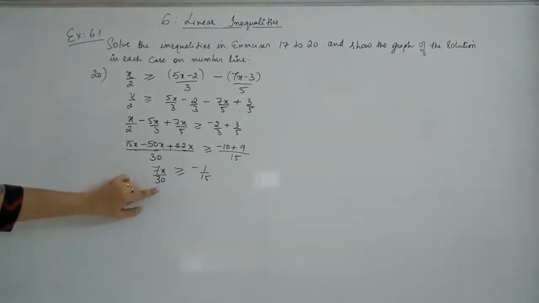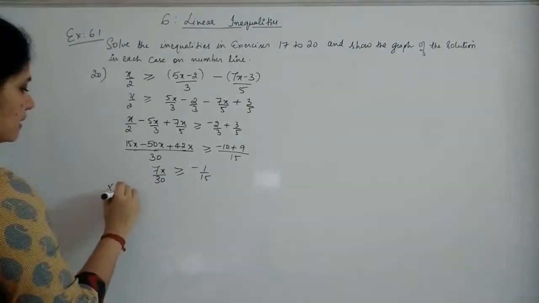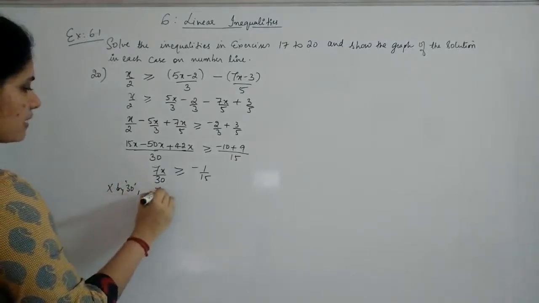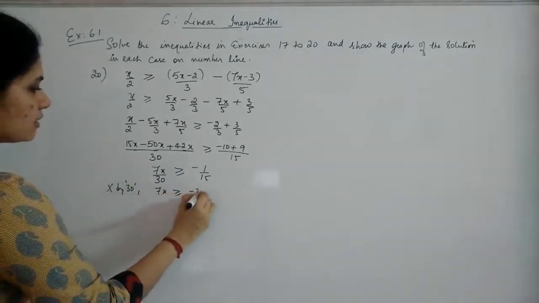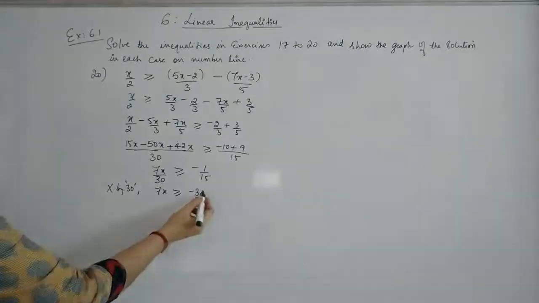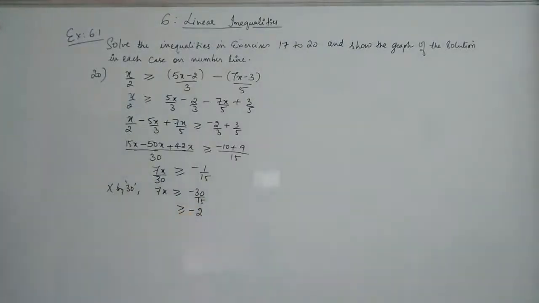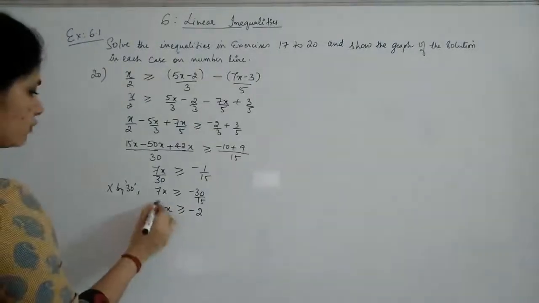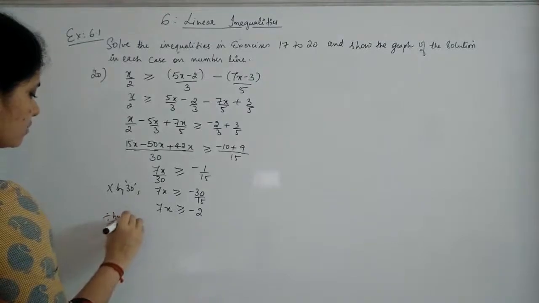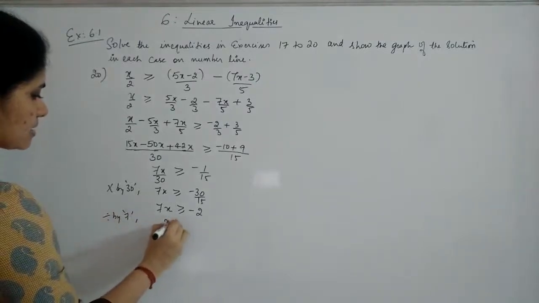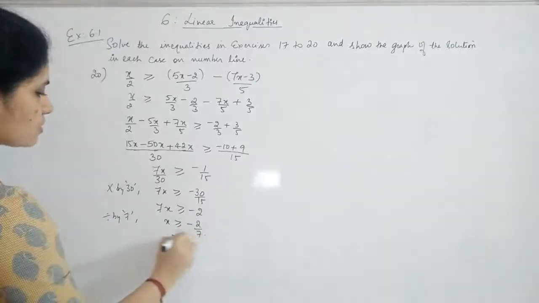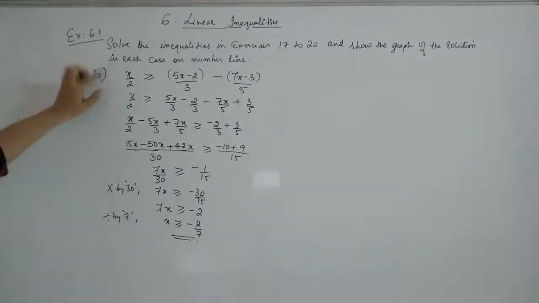Now we have to again remove this 7 by 30. So first we will remove 30, that is multiplying by 30 on both sides. We will get 7x is greater than or equal to minus 30 by 15. We have multiplied by 30. Okay. And this will give you greater than or equal to minus 2. So 7x is greater than or equal to minus 2. Again we have to remove this 7, so dividing by 7 on both sides, we will get x is greater than or equal to minus 2 by 7. So this is actually the solution for the given inequality.